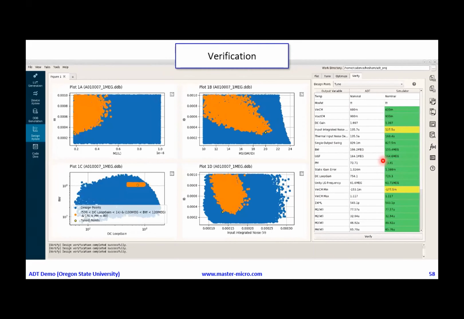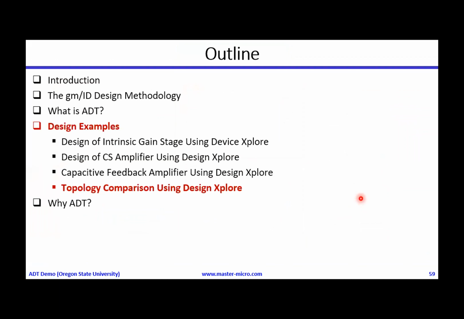So if the error is in the range of 10%, this is quite fine, and you now got your design point, right. You got minimum current and noise in less than 5 minutes for a quite complicated circuit. So let's see how we can actually do another very nice thing in Design Xplore. We can do topology comparison.